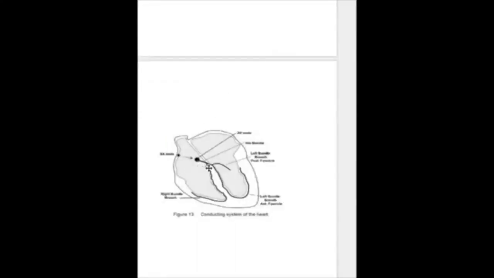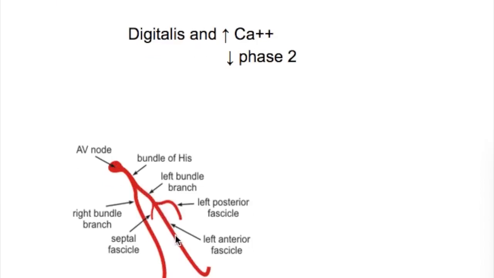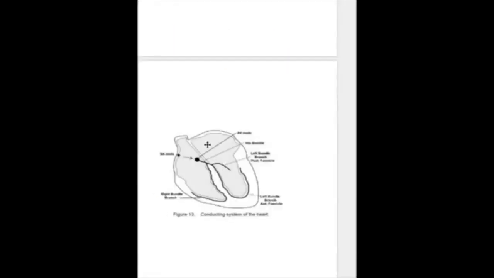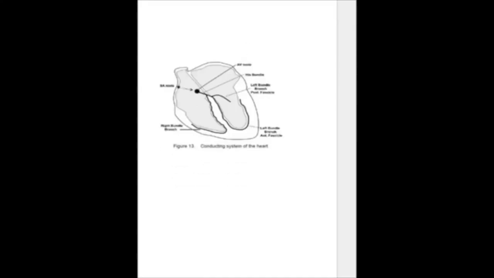This is the SA node, AV node, bundle of His, dividing into 2, right and left bundles. From the AV node, the conducting tissue traverses the bundle of His and then the right bundle and then the left bundle branch. Where are the anterior fasciculus and posterior fasciculus of the conducting system?